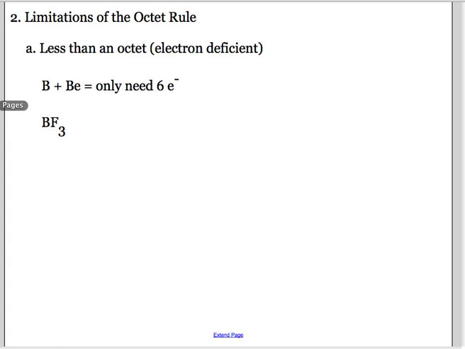So the first ones that we're going to look at are when there are some elements that have less than an octet. If you have less than an octet, then you're called electron deficient because you do not have the 8 electrons that you normally should. You know that all elements want to have 8 electrons, but in certain situations, forming a bond is still better than not forming a bond, even if you don't get 8.